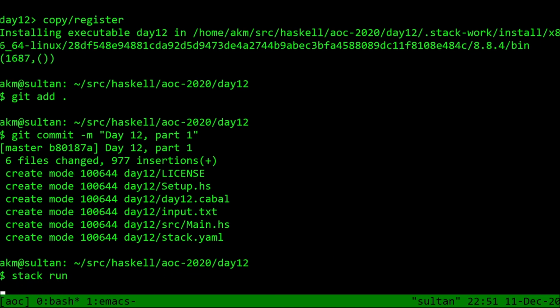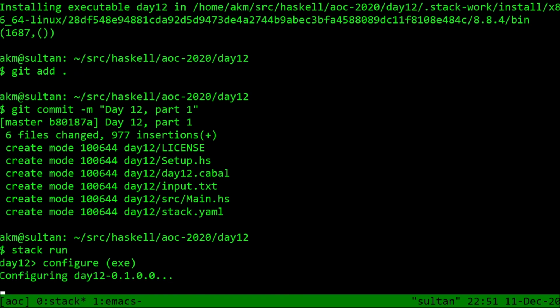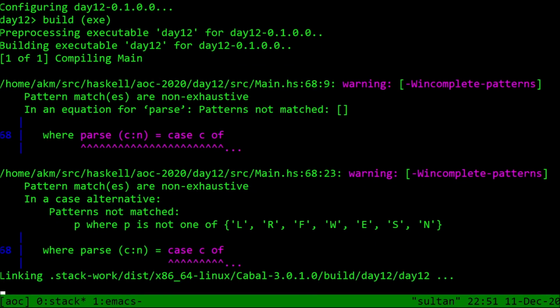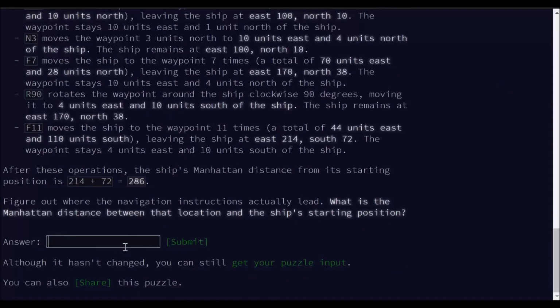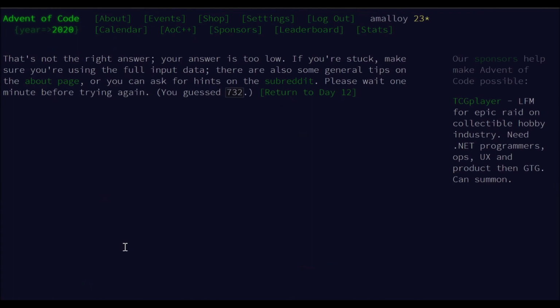So what does stack run have to say about this? Did I even finish writing part two? I don't know, I got a number back. I might as well put it in and see what happens, right? It's not the right answer, it's too low. Okay, fair enough.